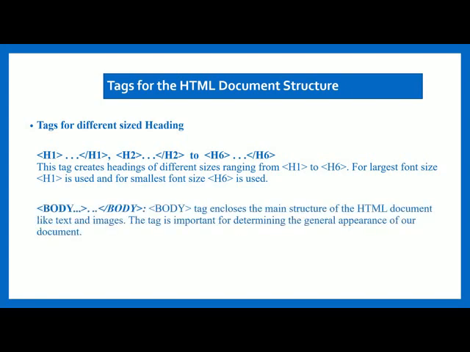Next, the body tag. This we have already seen even in the previous slide. The body tag encloses the main structure of the HTML document, which includes many things like text, images, tables, formatting, layout, links. The tag is important for determining the general appearance of the document. In the next class, you will be learning the attributes of the body tag. Apart from that, you will come to know how to write the HTML coding and simultaneously how the execution has to be done.